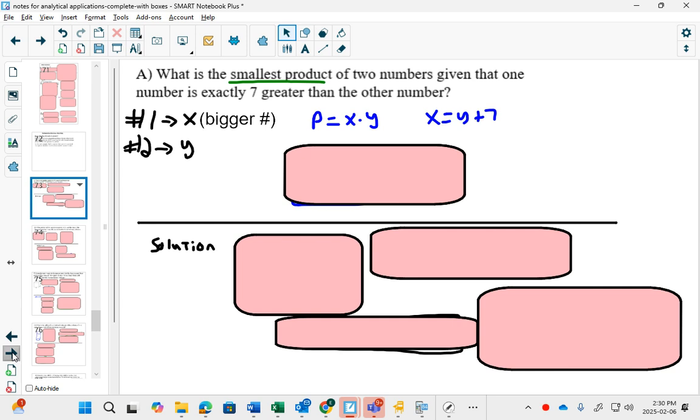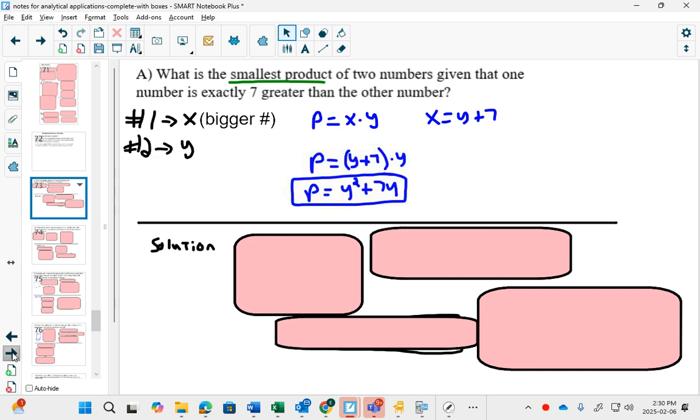But the problem right now is we have two different variables. For graphing, all of our graphs have had a y and an x, which is just two things. Now we have a p, an x, and a y. We have three things. So we want the right-hand side of our equation to have only one variable. Because we know that x is the bigger number and it's equal to y plus 7, we could rearrange that and substitute it in. Instead of writing the x, I could just replace it with y plus 7. And now I have an equation that just has product and only one variable.